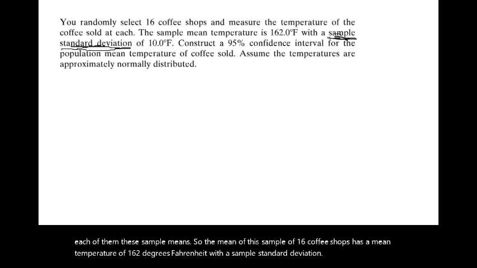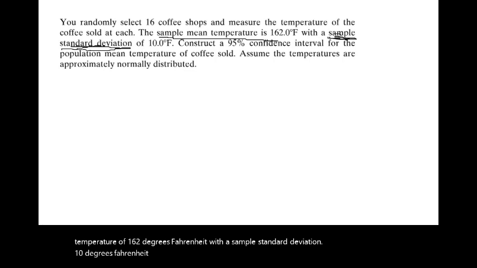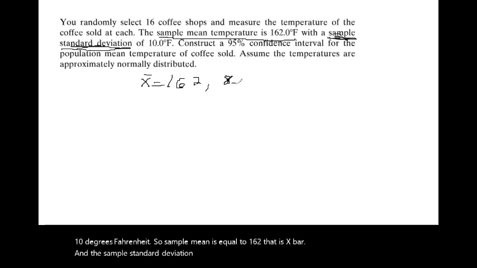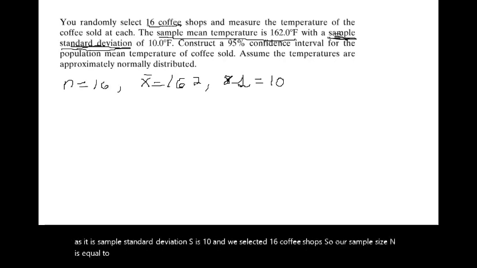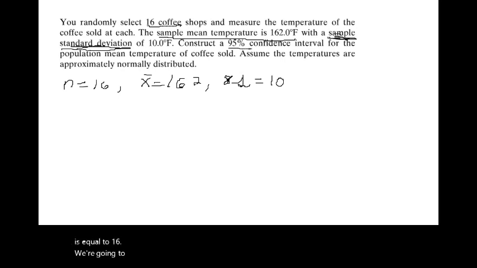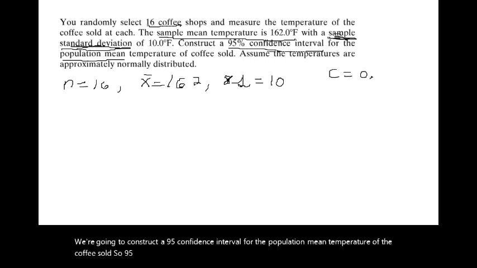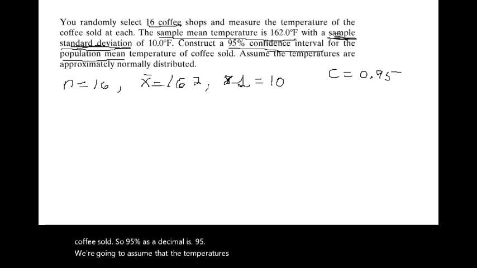of 10 degrees Fahrenheit. So sample mean is equal to 162, that is x bar. And the sample standard deviation S, I'll write it in cursive because my handwriting is bad enough as it is, is 10, and we selected 16 coffee shops, so our sample size N is equal to 16. We're going to construct a 95% confidence interval for the population mean temperature of the coffee sold. So 95% as a decimal is 0.95. We're going to assume that the temperatures are approximately normally distributed.